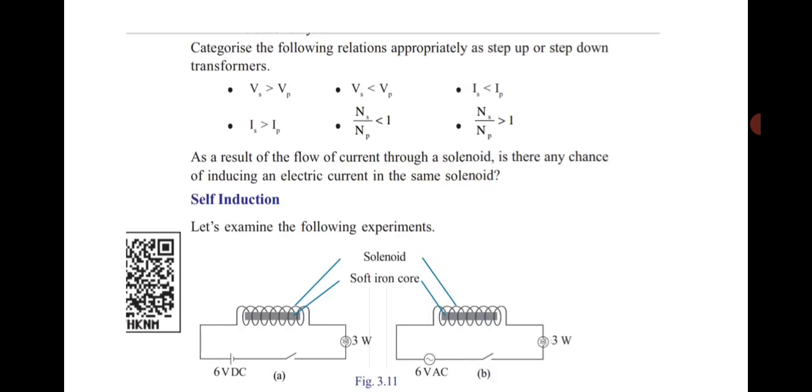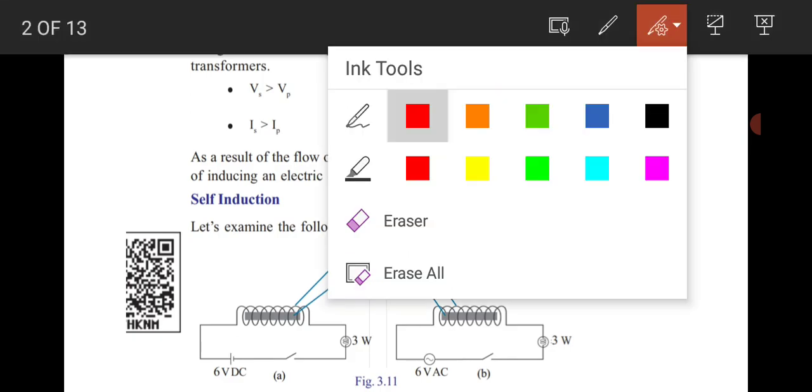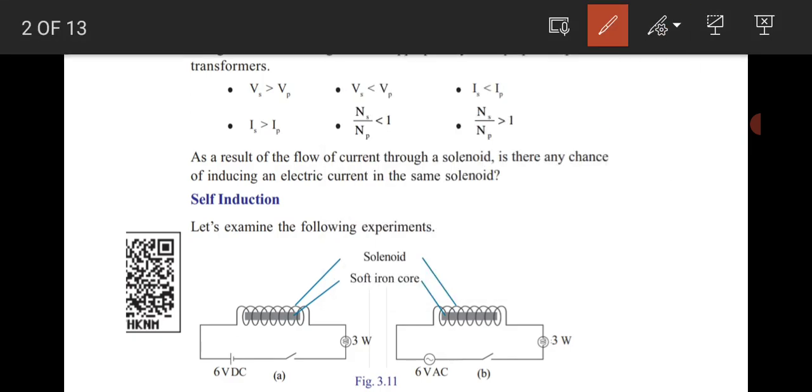From this video, we are going to discuss a small question which explains the relations between the voltage, current and number of turns in the secondary and primary of a step-up transformer and a step-down transformer. This is a very important question for you in the portion on transformers.